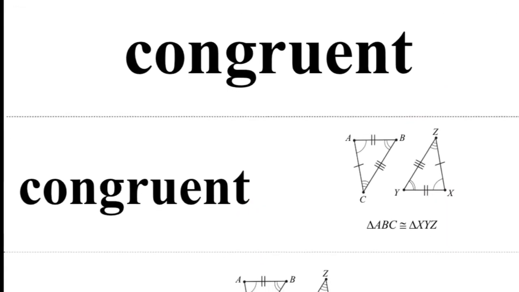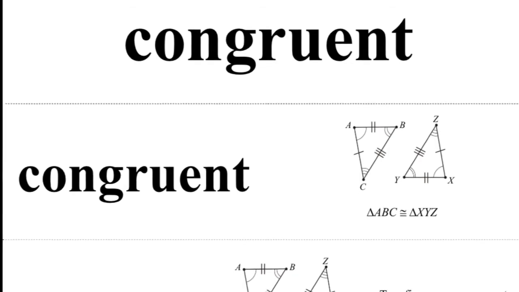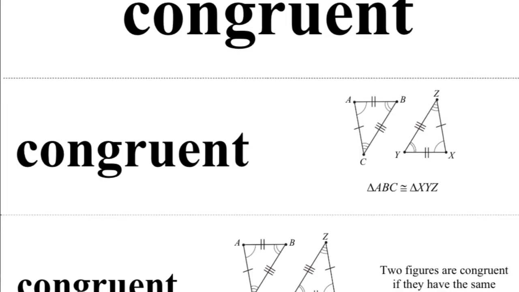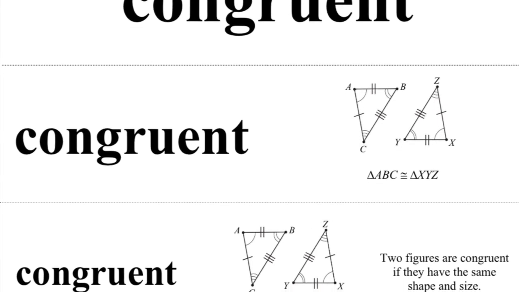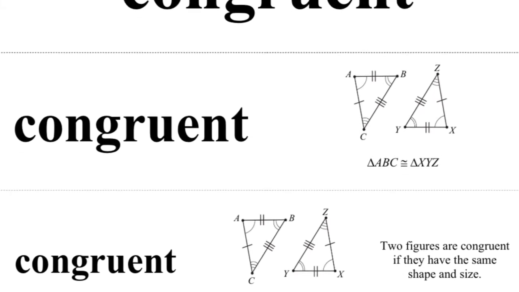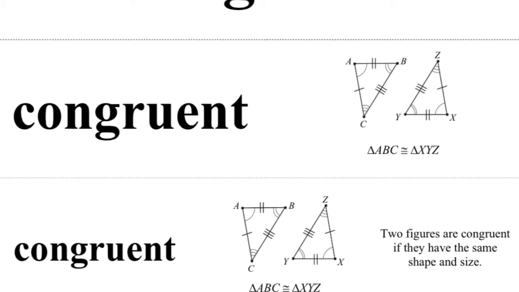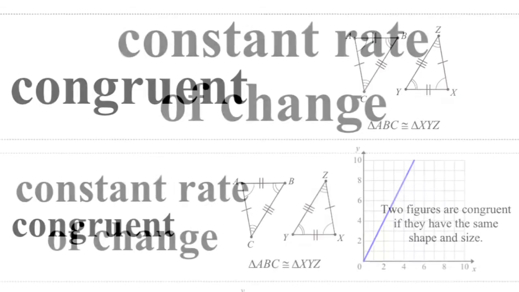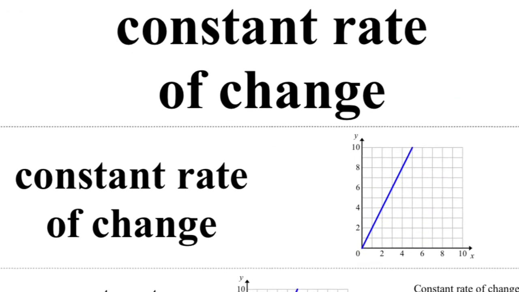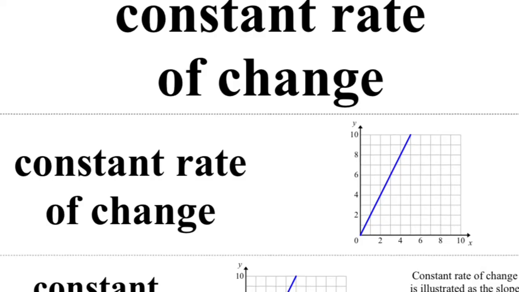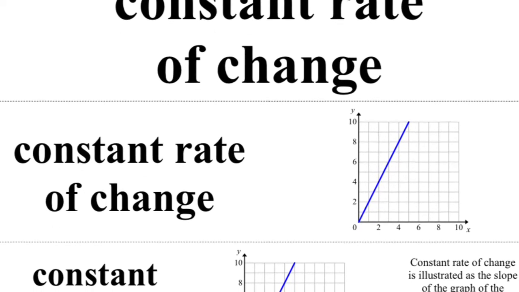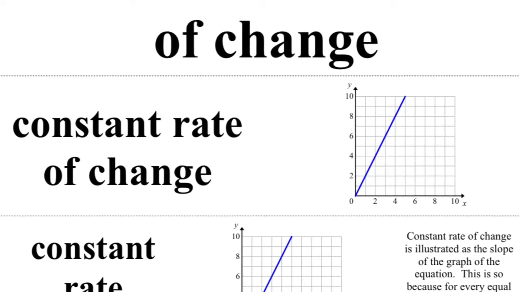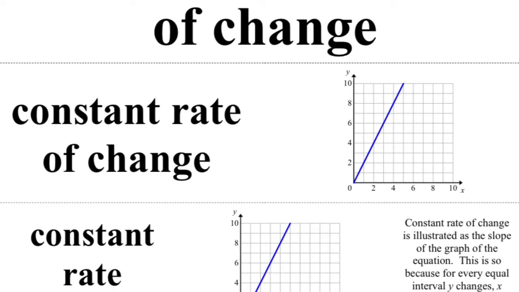Congruent in geometry simply means that they are the same in measure. They look the same, therefore they are the same. A constant rate of change means that the rate in a problem, like miles per hour, is never going to change. What that looks like on a graph is a perfectly straight line.